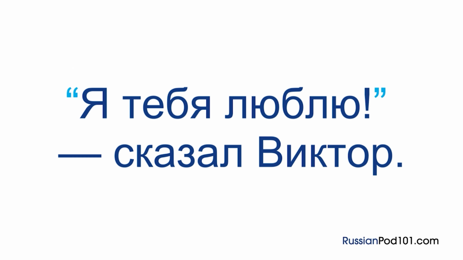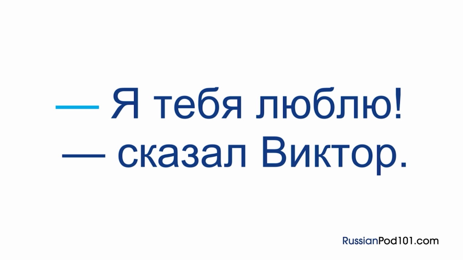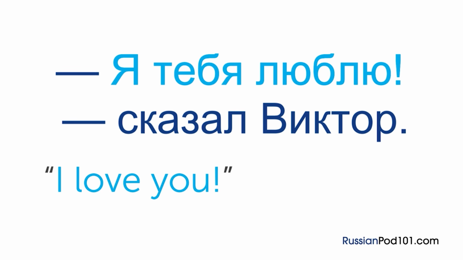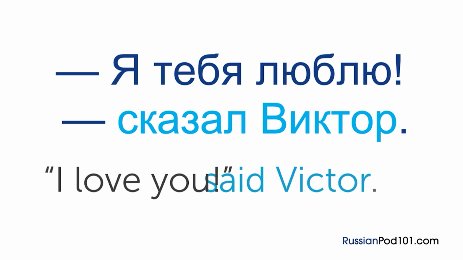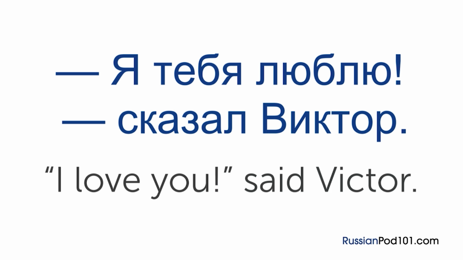Next we'll look a bit at how Russians write reported speech. Instead of using quotation marks, we have to use an em dash here. For example, «Я тебя люблю», сказал Виктор. In this example, the em dashes offset «Я тебя люблю», which means I love you. After the quoted speech, we write «сказал Виктор», which means said Victor. So this is one way that Russians use em dashes to report speech in the written form.